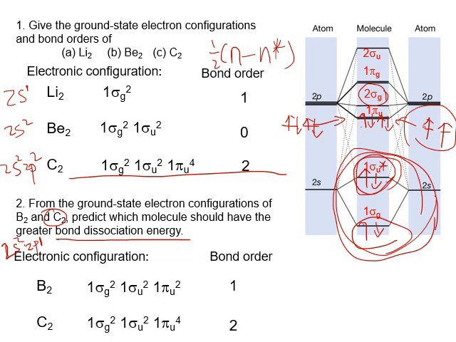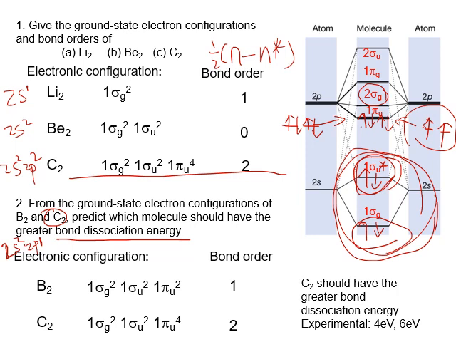For carbon, we already calculated it's 2. Now because C2 has a larger bond order, it has a stronger bond. All right, so the answer is C2 should have greater bond dissociation energy. Experiment shows B2 is 4 electron volts, and C2 is 6 electron volts.